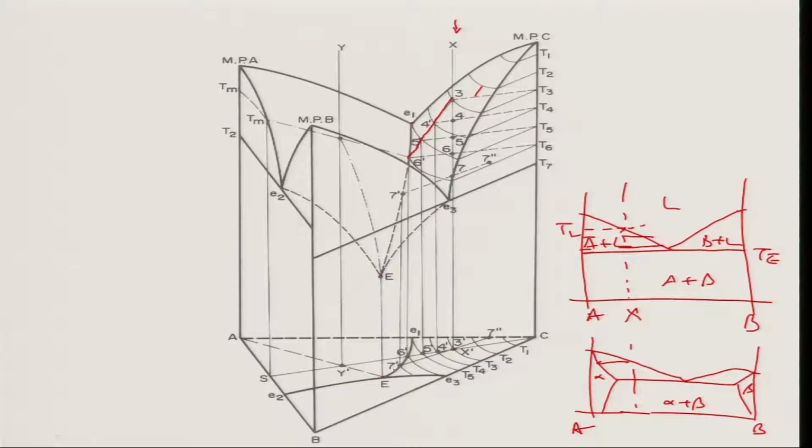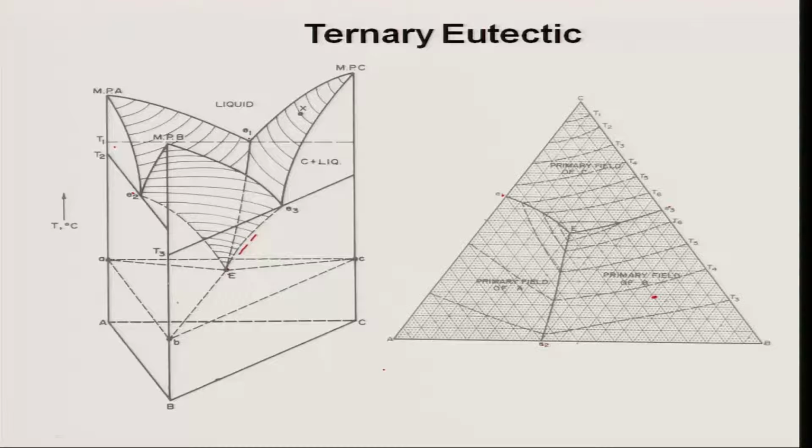Now onwards is very easy. This is going to follow 6 prime to 7 prime to E, and E is the lowest melting temperature point in the phase diagram. So everything will solidify at point capital E. So now I go back here. Now you see, it is very easy.